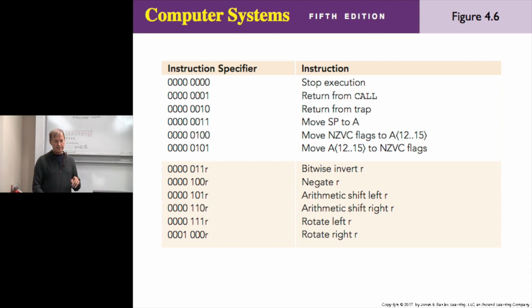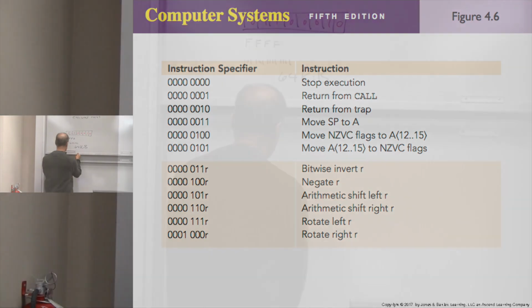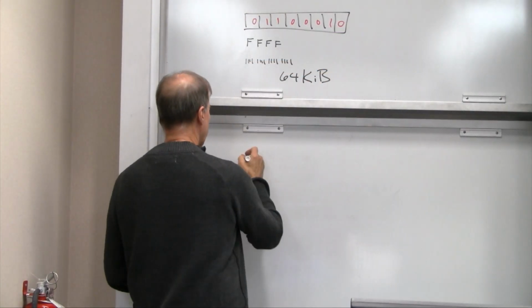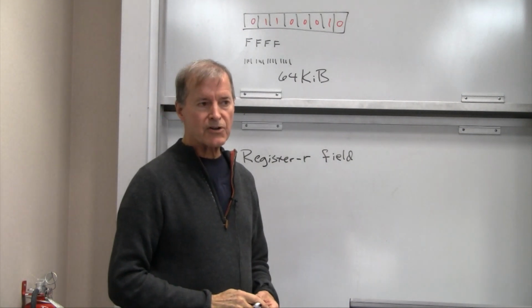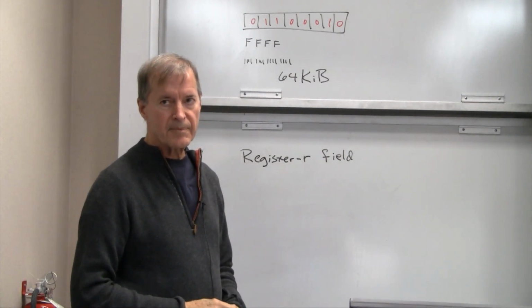Let's take a look at arithmetic shift left R. Now, what does the instruction specifier say for arithmetic shift left R? 0000101 and then R. That R is called the register R field. Okay?